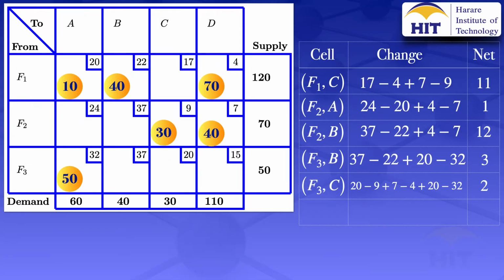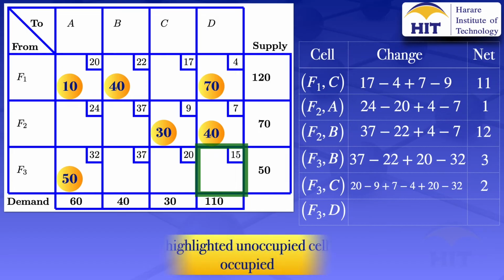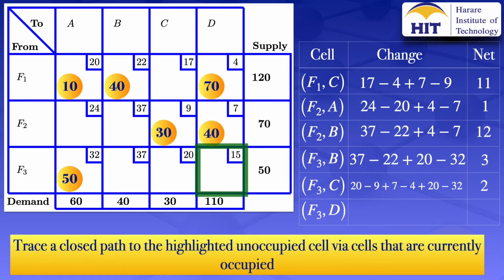We now move on to the next unoccupied cell, this one here. So we trace a closed path to this cell F3D via cells that are currently occupied. So I'll go on and add here, then move on to an occupied cell, to this one here. I'll go on and subtract, then move on to another occupied cell here, and go on and add, then move on to another occupied cell here, go on and subtract, and then back to the unoccupied cell. So we now have our closed path there.